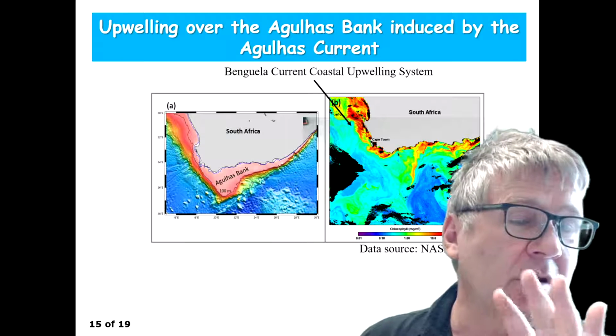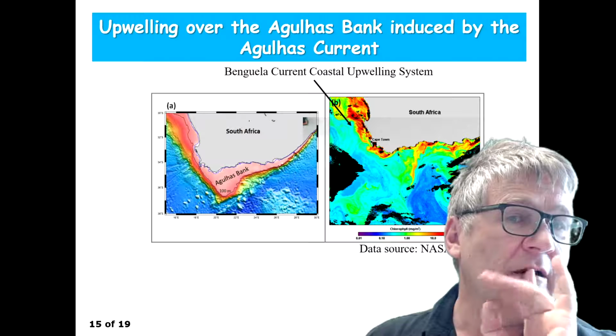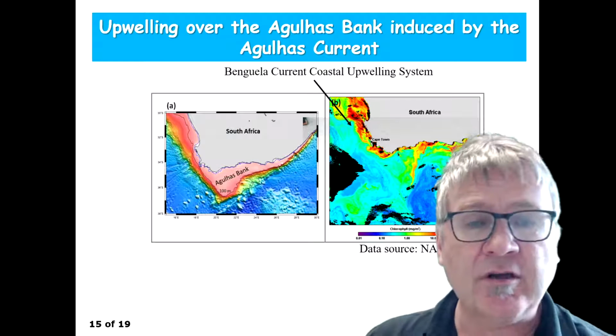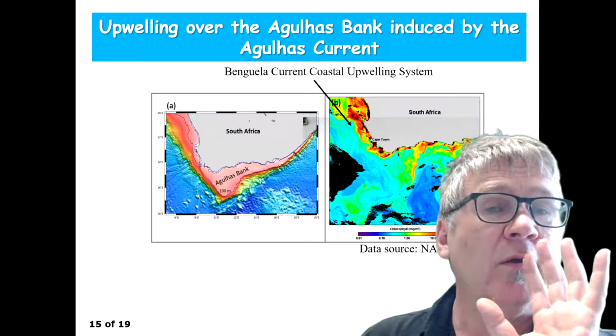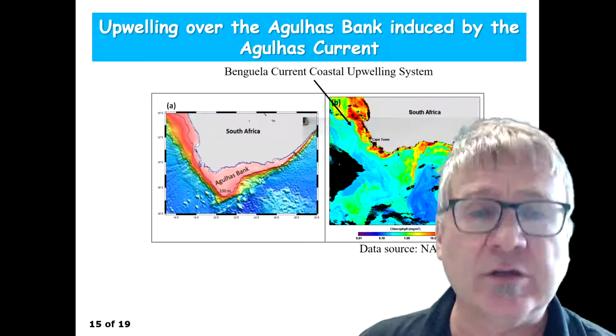Now let's have a look at the last of the boundary currents, which is actually a boundary current that exists off the west coast of Australia.